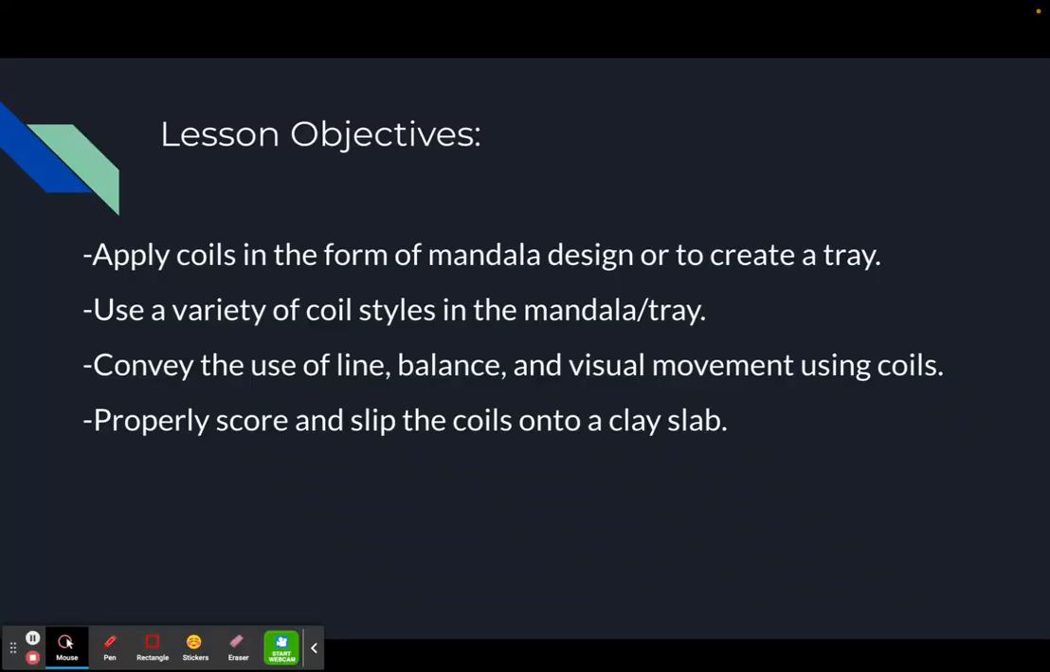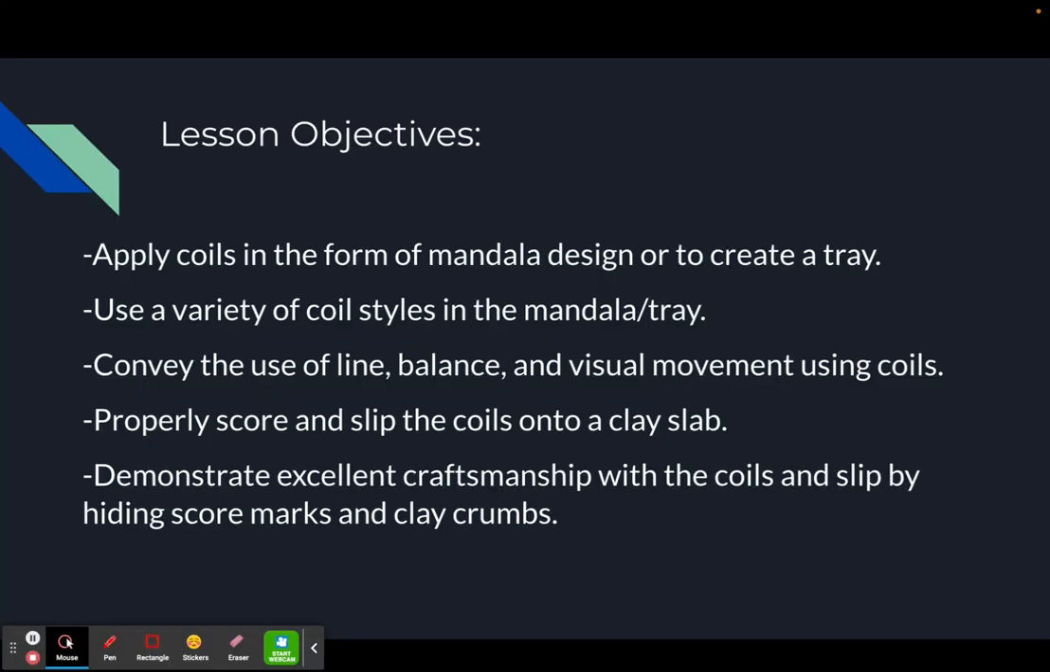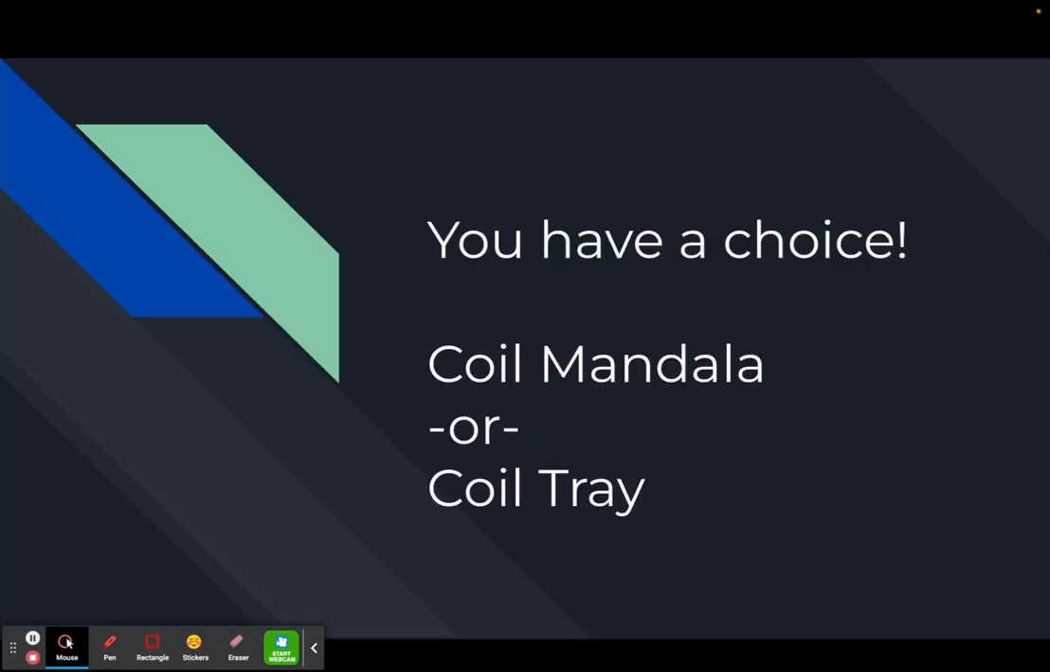You're conveying the use of line, balance, and visual movement using coils. You're properly scoring and slipping the coils onto a clay slab, and you're demonstrating excellent craftsmanship with the coils and slip by hiding score marks and clay crumbs. You have a choice. You're either creating a coil mandala or a coil tray. However, I'm going to review both of them so you get an idea of what the differences are.